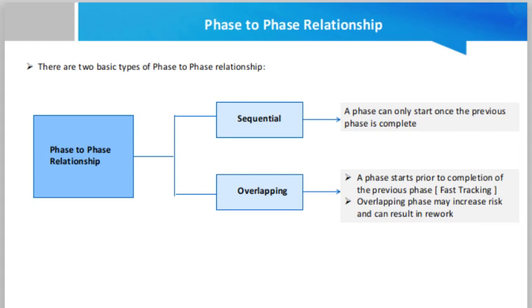Friends, when we talk about phase-to-phase relationships, basically we are talking about working in a project. There are basically two types of phase-to-phase relationship. One is sequential and the second one is overlapping. Now, what is a sequential phase-to-phase relationship? That means that a phase can only start once the previous phase is completed. That is called sequential, one by one.